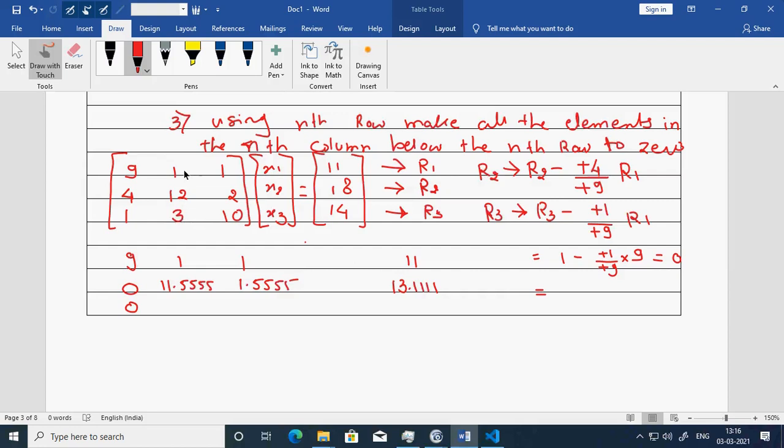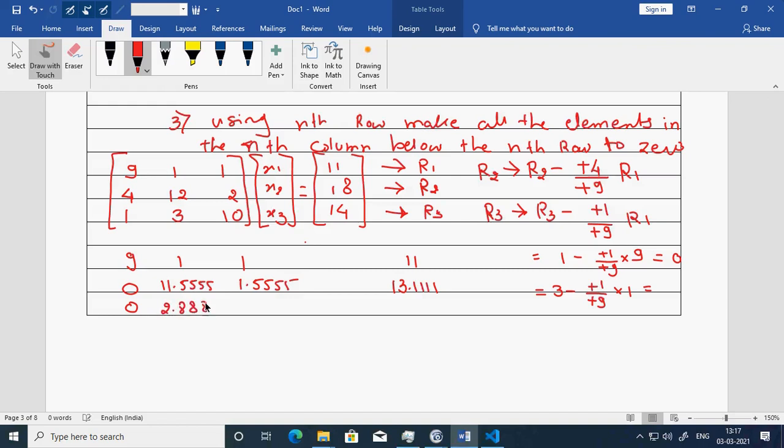This comes into picture, not 3 and 12, 3 and 1, because row is 1 and here in this case R3 is 3. So R3 is 3 minus plus 1 plus 9 and into R1, and R1 here in this case is again 1. So anybody could find out this value, please? 3 minus 1 by 9. So that value 2.8888. Okay.